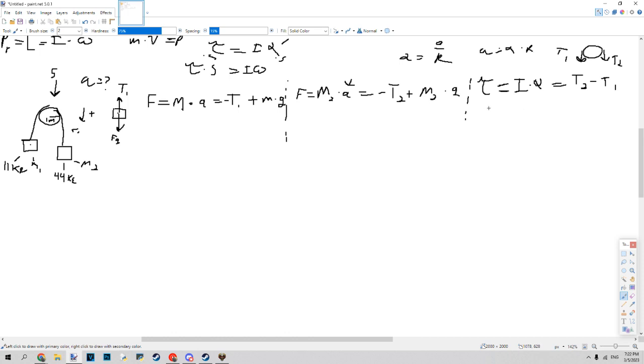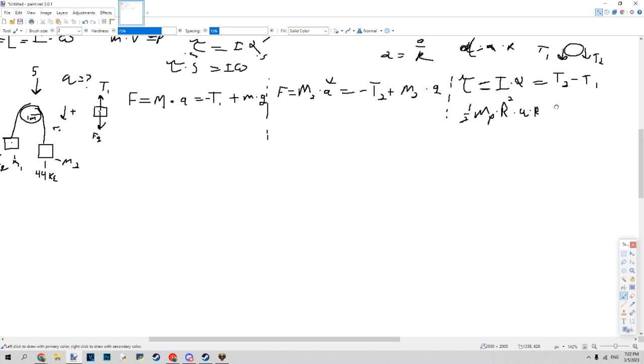So let's write again the moment of inertia, which since this is a pulley, we know is going to be 1/2 times the pulley's mass times the radius of the pulley squared. Now that times acceleration times radius, because we just said that alpha equals acceleration times R. And this is going to be equal to T2 minus T1.